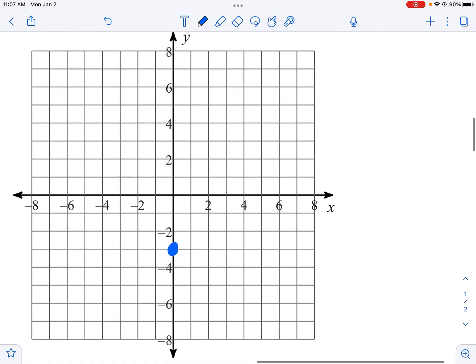And then a slope of 1/2. So go up 1, right 2, and repeat. Or you can go down and left, down and left. We got a whole lot of points here, but that's okay. You can do a few more points.